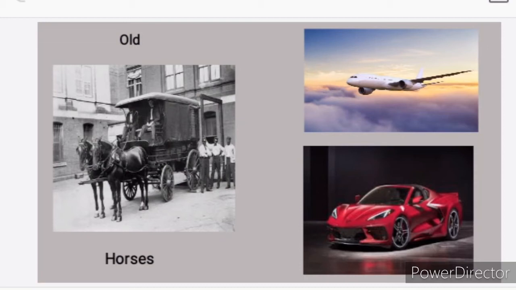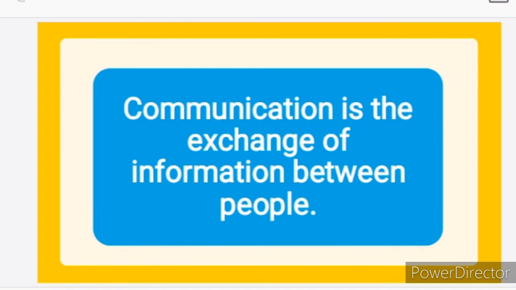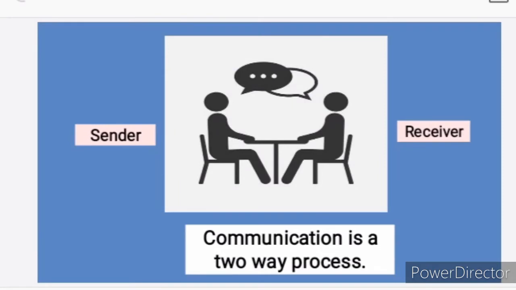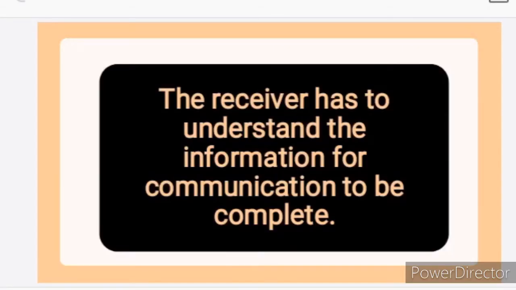Now let's go over to the meaning of communication. Communication is the exchange of information between people. It involves more than one person. It's a two-way process. It involves a sender and a receiver. The sender is the person who is giving the information, while the receiver is the person who is getting the information. Now, before communication can be complete, the receiver has to understand the information.